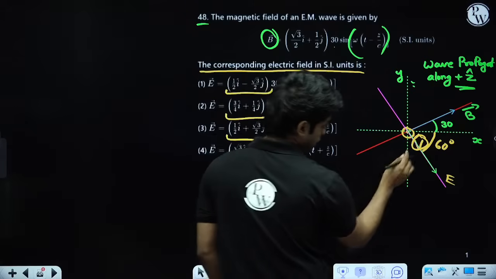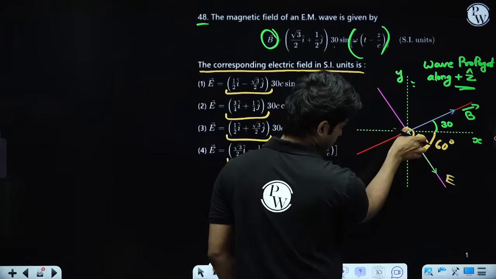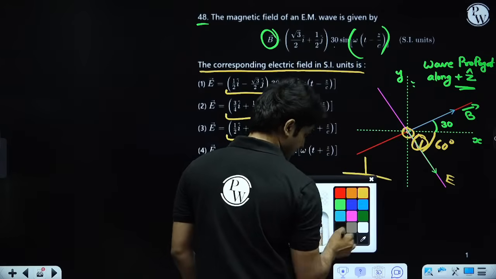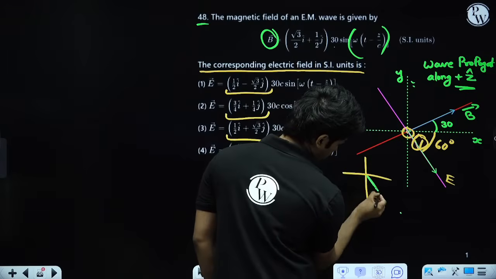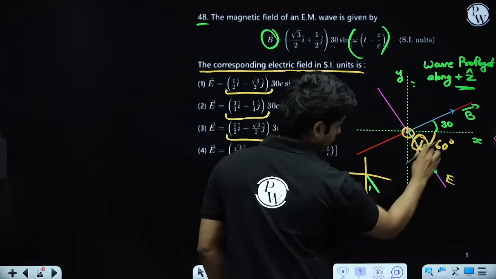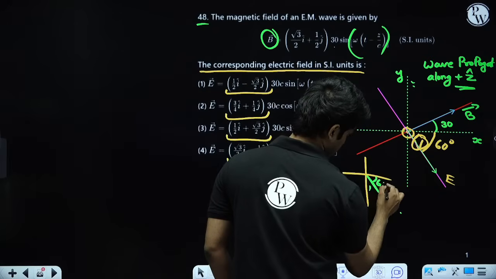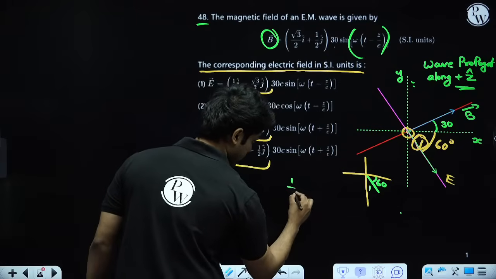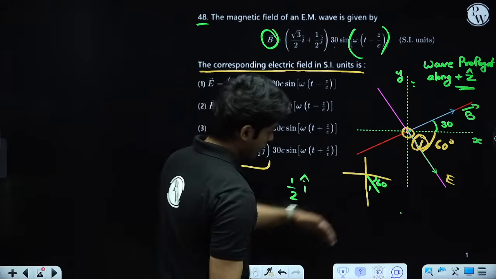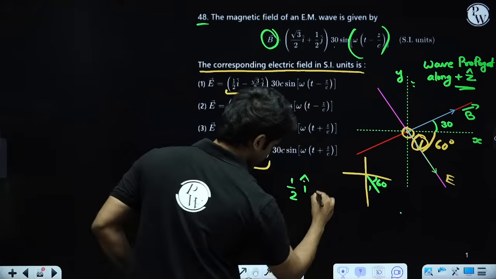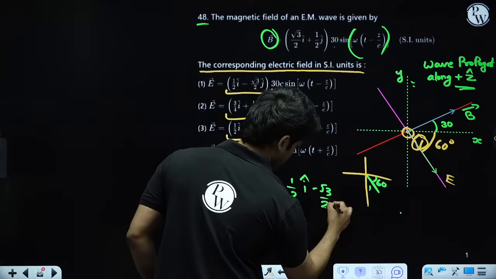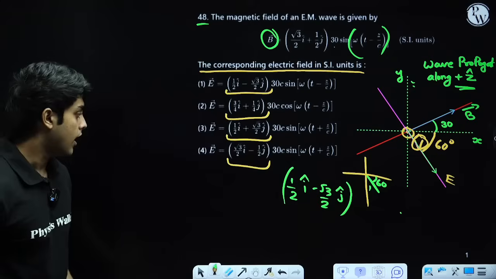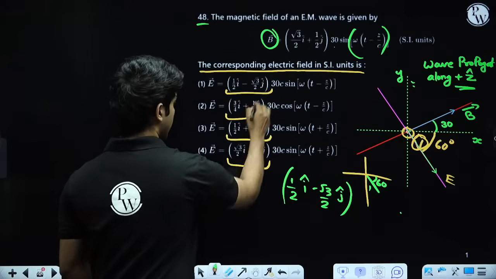All you have to do is assume a one length in this direction. So if this is the z direction, xy plane, all you have to do is assume a vector whose length is 1, and the angle is 60. Find its components. So it is 1 cos 60 i cap, which is half i cap, and 1 sin 60 minus j cap, which is minus root 3 by 2 j cap. So this is the unit vector of electric field, half i minus root 3 by 2 j, which only matches with first option.